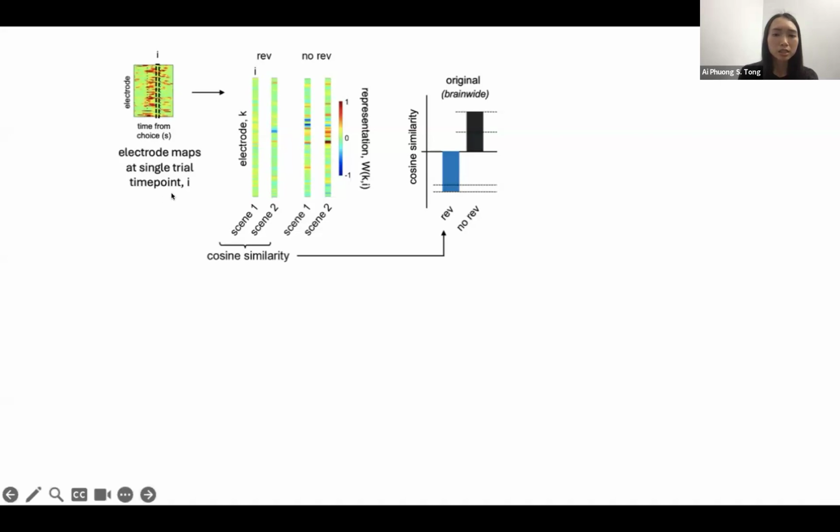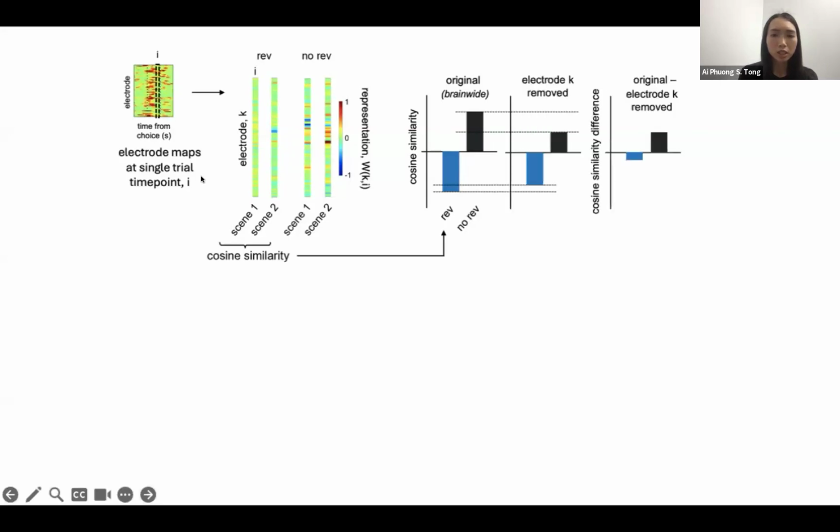And then to get the contribution of each electrode in the similarity of representations, I removed one electrode, K, at a time, and recomputed the similarity and subtracted the similarity with electrode K removed from the original brain-wide similarity.